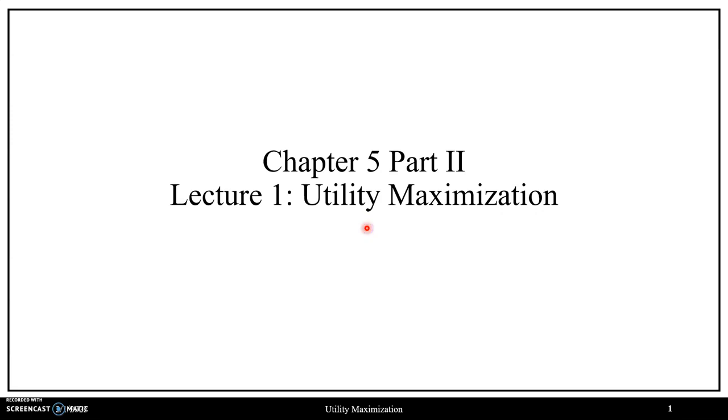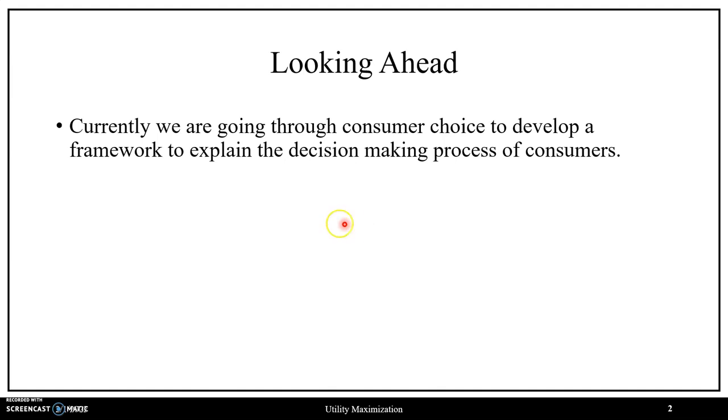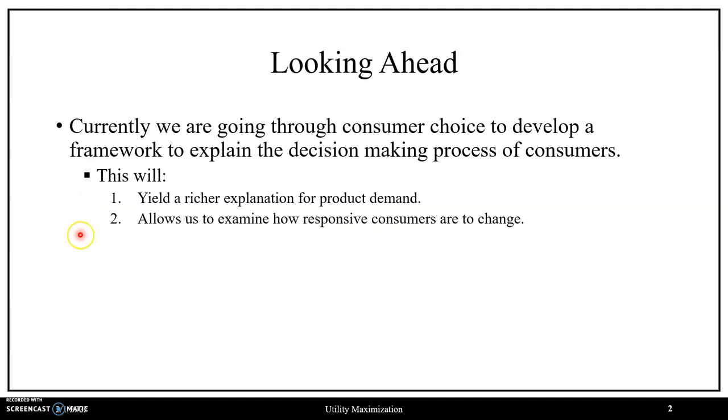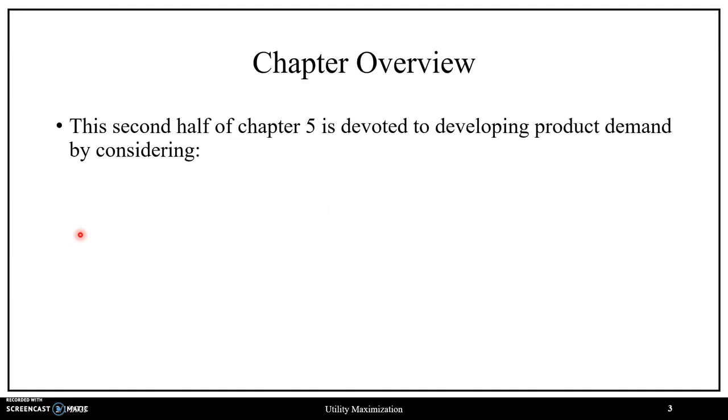In this video, we begin our discussion on Chapter 5, Part 2. We're looking ahead. Currently we are going through consumer choice to develop a framework to explain the decision-making process of consumers, as this will yield a richer explanation for product demand, as well as allow us to examine how responsive consumers are to change. In regards to the second half of Chapter 5, this is going to be devoted to developing product demand by considering utility maximization as well as product demand itself.